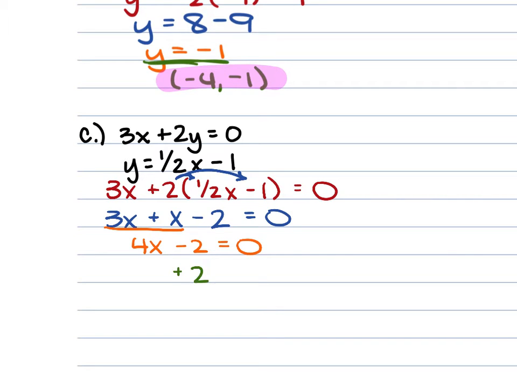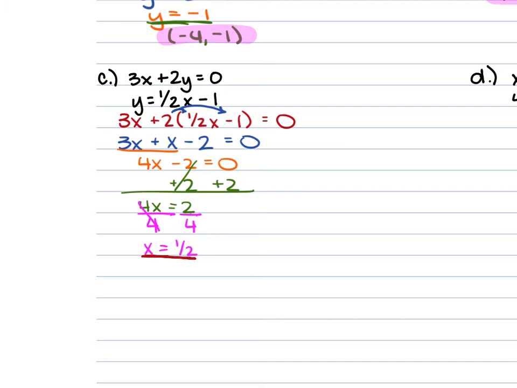From here, I'm going to add that 2 to each side, and I get 4x is equal to 2. From here, I'm going to divide each side by that 4, so x is equal to 1/2. Again, I'm going to underline this so I know that I already have an x value. From here, I need to still solve for y. So I'm going to take this and plug it in for y is equal to 1/2 times x, which is 1/2, minus 1. The 1/2 times 1/2 gives us 1/4 minus 1.